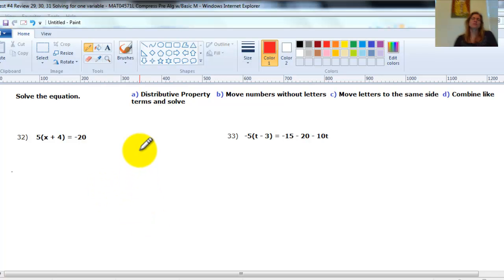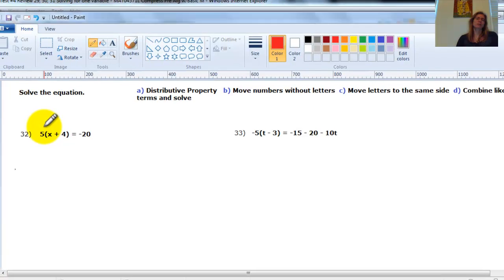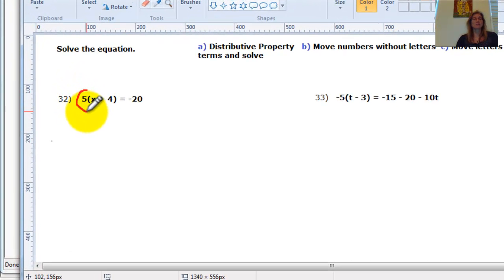Alright, these are problems using the distributive property to solve for the variable. And there's only one variable in each problem. So in this one, you have to look at this and notice that you can simplify this expression on this side of the equal sign by using the distributive property. So using this distributive property, you're going to multiply 5 times the first number in the parentheses, and then multiply it by the second number in the parentheses.